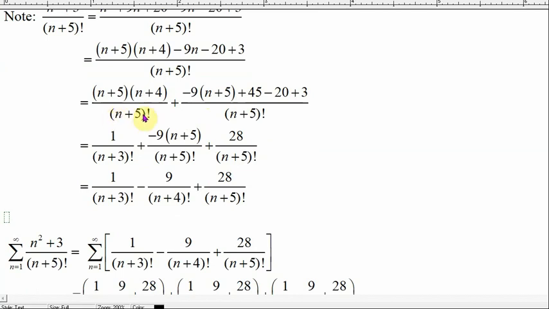The (n plus 5) factorial is the same as (n plus 5)(n plus 4) times (n plus 3) factorial. The factors n plus 5 will cancel each other out. The factors n plus 4 will cancel each other out. And what's left is just 1 over (n plus 3) factorial. And then right here we get negative 9 times the factor n plus 5, and then all of this is 28.